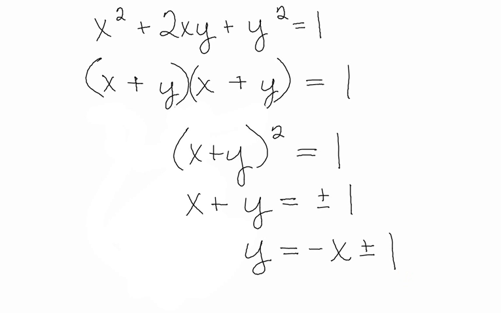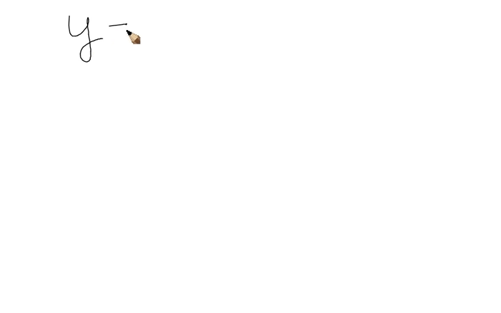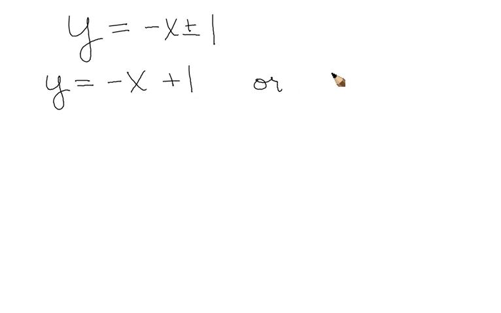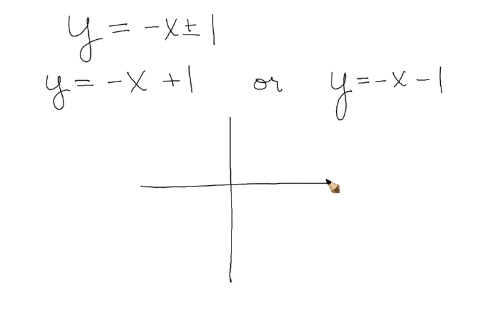So let's go to a new page. Let's see. We had y equals negative x plus or minus 1. What does that really mean? It means two equations. Y equals negative x plus 1, or plus or minus, right? Y equals negative x minus 1. Okay, so we got the plus or the minus. So can we graph these two equations? Let's go ahead and try. I'll graph them in different colors. Let's say blue for this one. Okay, we got blue here.